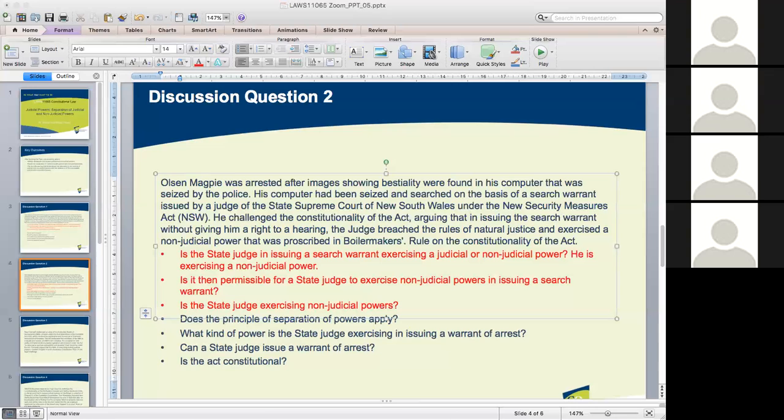Very good. Connect it to the facts now and connect it to the cable principle. You're there. Very good. Connect it to the cable principle and the case facts.